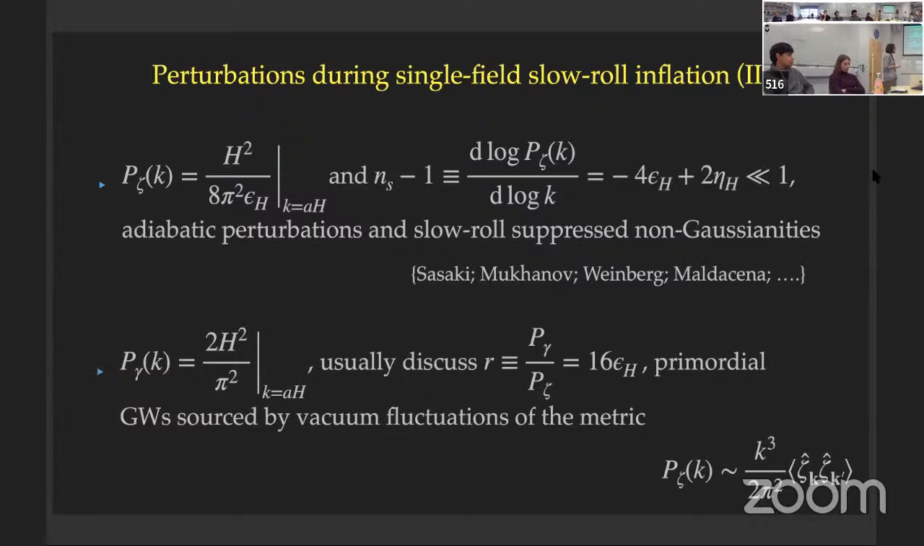So these are primordial gravitational waves that are sourced by vacuum fluctuations of the metric during inflation. And so this is to say that these are the predictions for the perturbations within single-field slow-roll inflation.